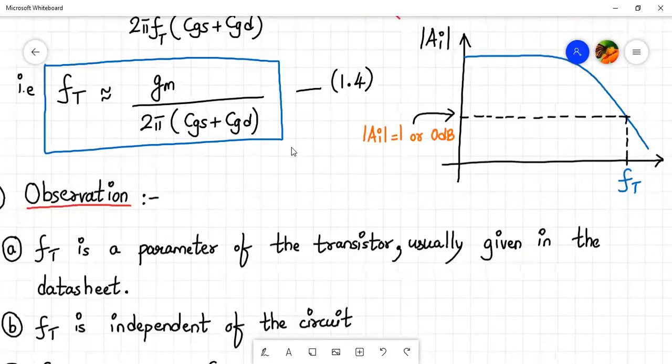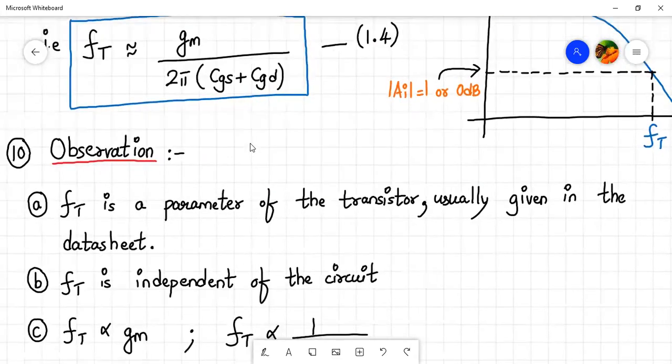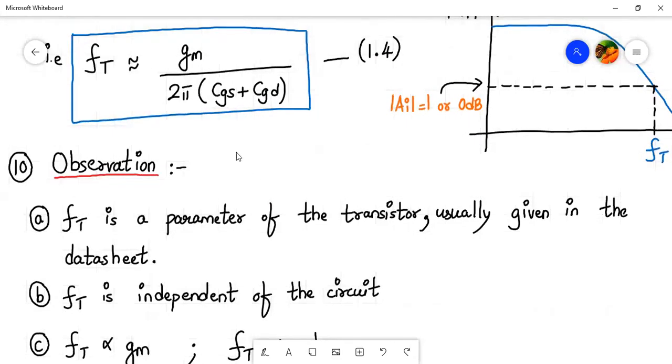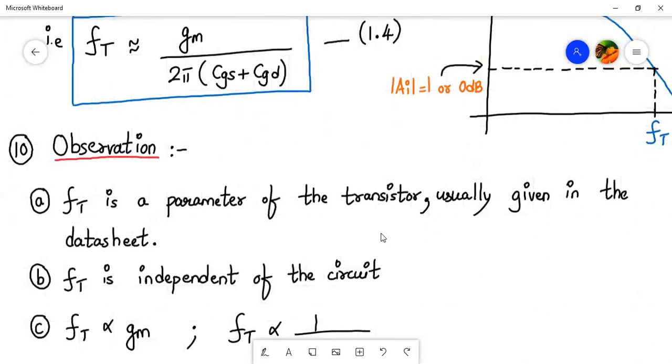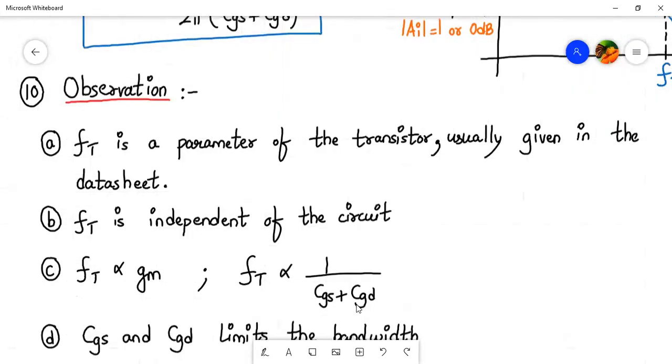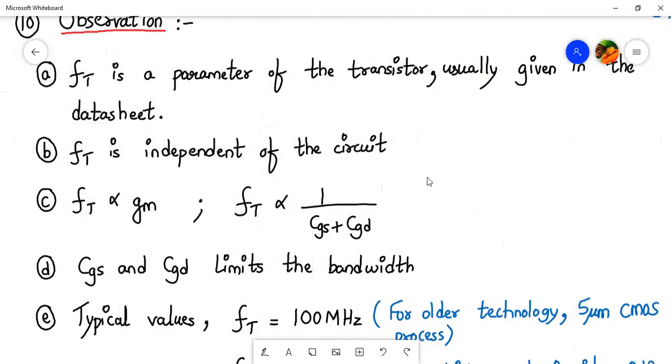So what are the observations from here? fT is a parameter of the transistor, which is a MOSFET, and this is usually given in the data sheet. So this unity gain frequency fT is normally given in the data sheet of the MOSFET. fT is independent of the circuit. fT is proportional to gm and inversely proportional to the capacitances Cgs and Cgd. That means if the Cgs and Cgd values are more, it will limit the bandwidth.